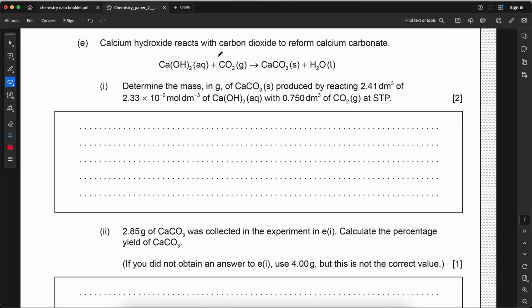Calcium hydroxide reacts with carbon dioxide to reform calcium carbonate. These are the reactions.